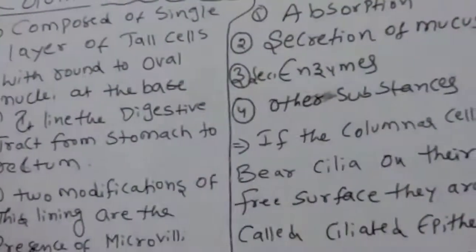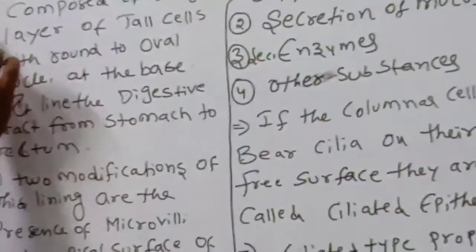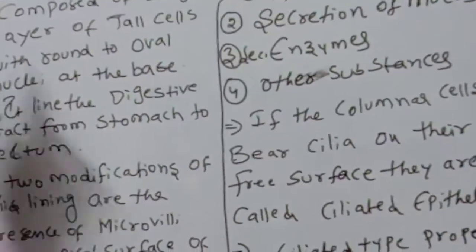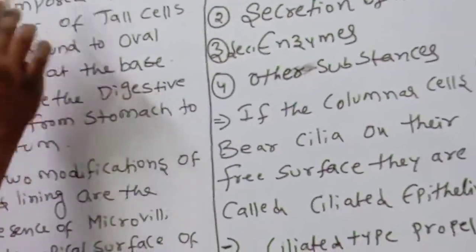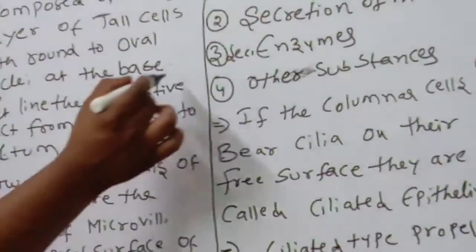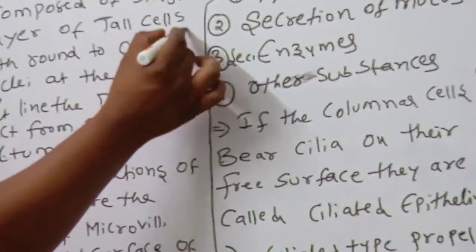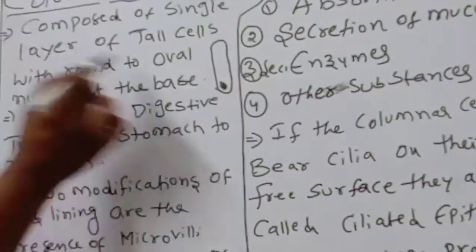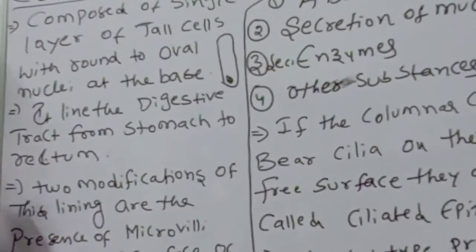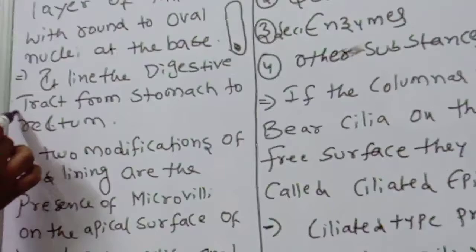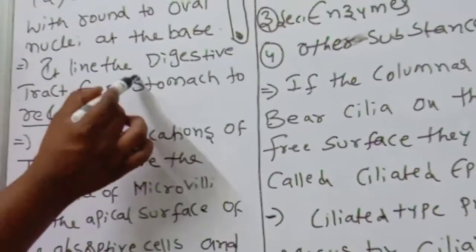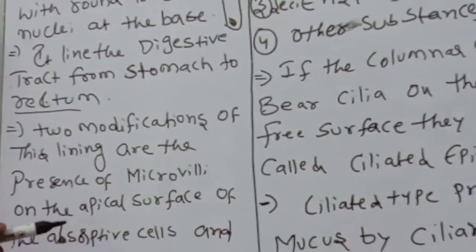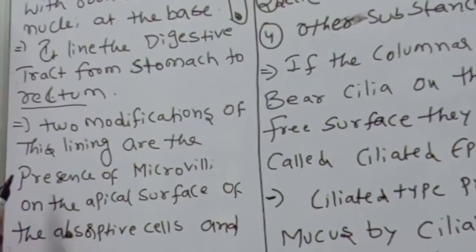Okay, children, listen very carefully. We are discussing columnar epithelium, composed of a single layer of tall cells with round to oval nuclei. Suppose this is the tall cell: the round or oval nucleus is at the base, not the middle. That is the special character. It lines the digestive tract from stomach to rectum.